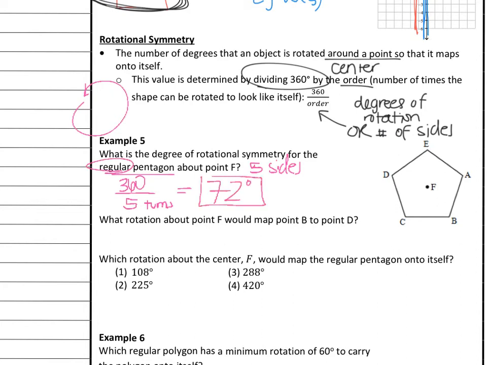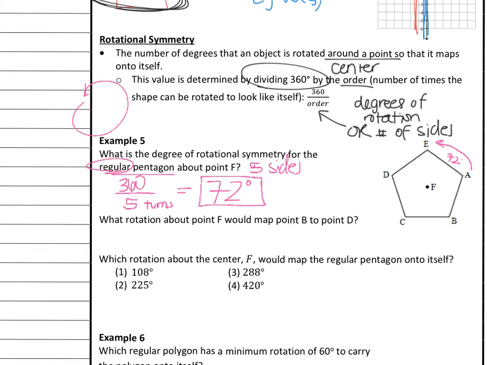it looks like itself. Meaning if I turn and I take A and map it onto E, that was a turn of 72 degrees. So that whole figure would rotate 72 degrees and it would look just the way it does right now, except that each letter would be shifted. So now it says, what rotation around point F would map B onto D?